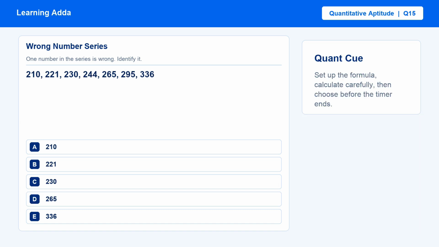Question 15. 210, 221, 230, 244, 265, 295, 336. Option A 210. Option B 221. Option C 230. Option D 265. Option E 336. The timer starts now.